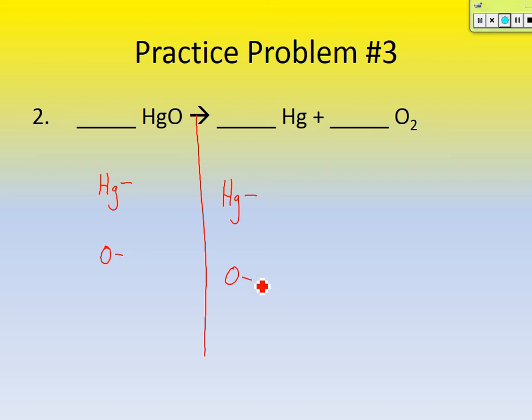Now we go back and we total up the numbers. How many mercuries do I have on the left side? 1. So put a 1 right there. How many oxygens? 1. How many mercuries on the product side? Just 1. How many oxygens? 2. Now look across. Are my mercuries balanced? They are. Let's go down. The oxygens, are they balanced?